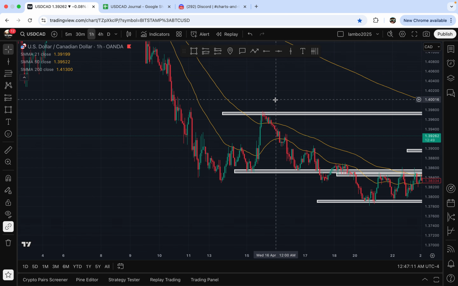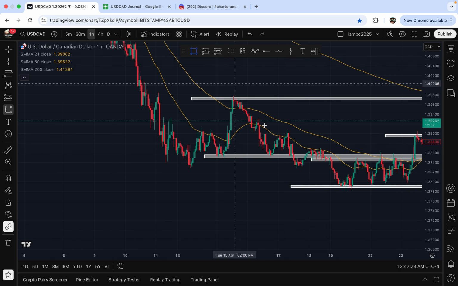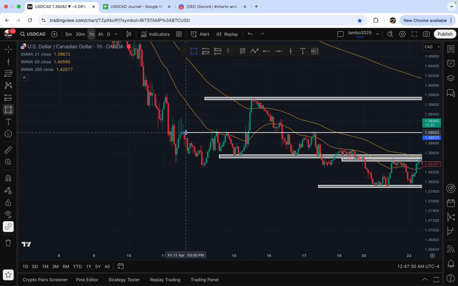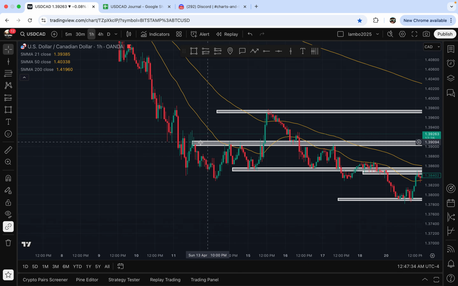Now, the reason why we have to draw these lines is because this is where we do our analysis. This is where we see where price is going next, like predicting the next move. Okay, so this is a really nice trade right here. So I want to show you guys something here. You see how we have this level of resistance, which is the ceiling.